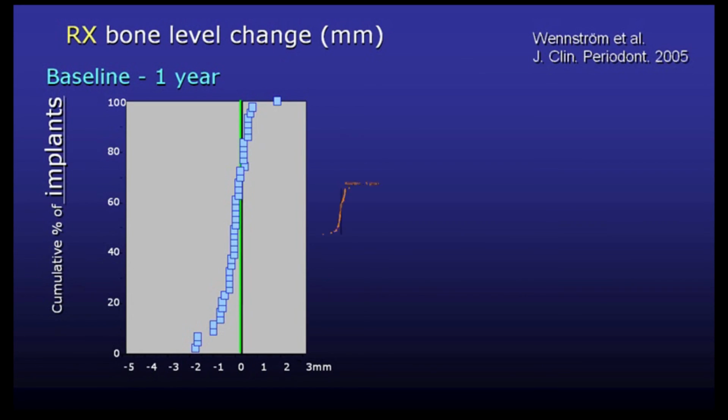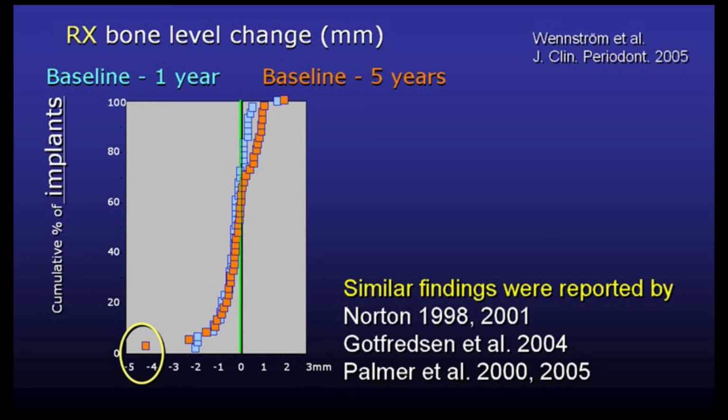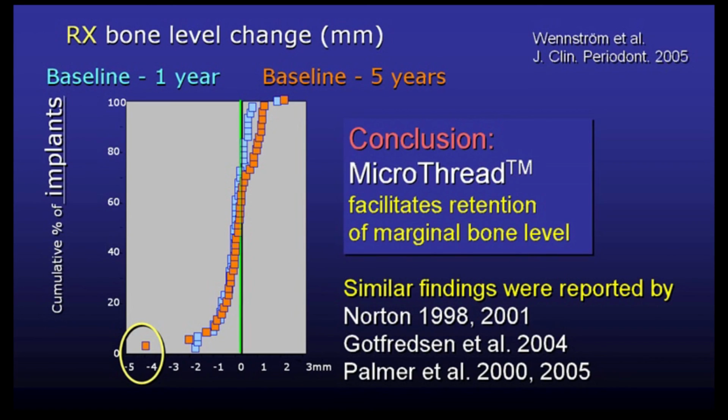In the next line, the change between baseline and 5 years is presented. And again, you can see most of the dots happen around the green vertical line. And only one implant of all lost more bone than we had anticipated. So based on all these observations, and based on similar findings by Norton, Gottfriedson, Palmer, and co-workers, we can clearly state that the microthread area, or the microthread portion of the system, facilitates retention of the marginal bone level.